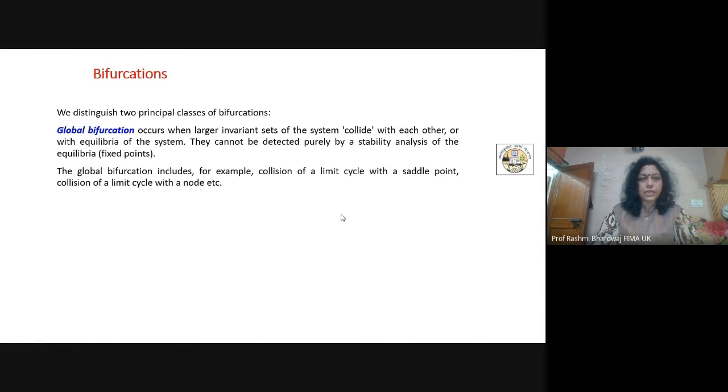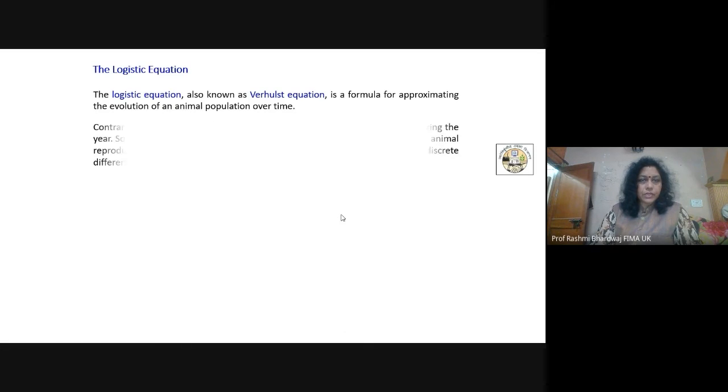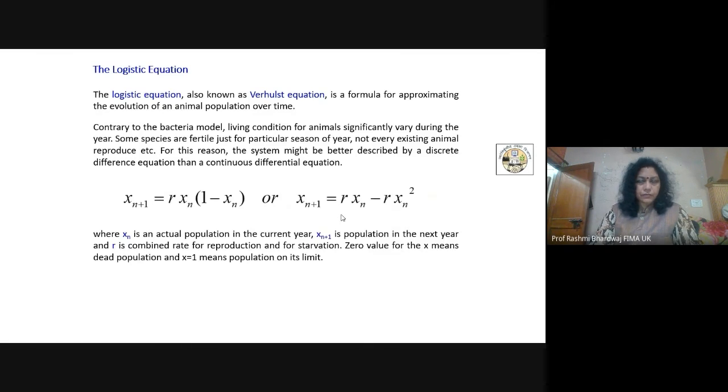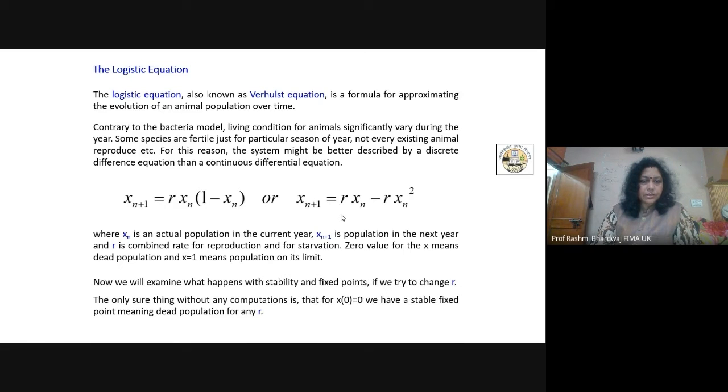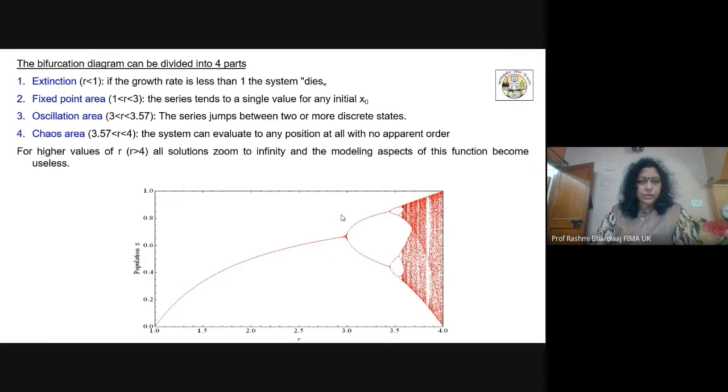Now, what are the different types of bifurcation? There are 2 different types mainly: a global bifurcation and a local bifurcation. Yesterday, I talked about that. Now I am coming to the example I have already taken, the logistic equation. We find the formula of this and try to find the bifurcation of it. Yesterday, I gave in detail how at different points you got different values.